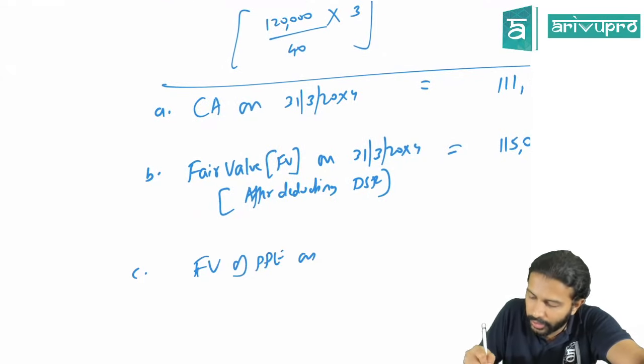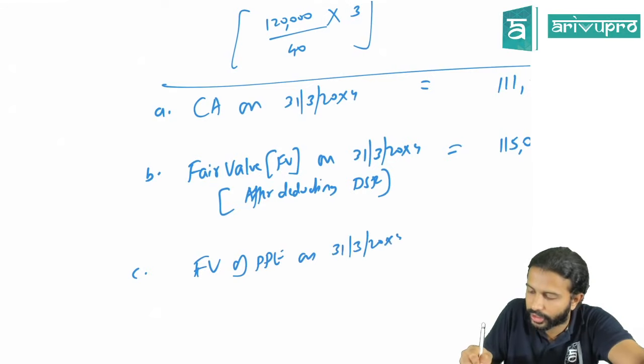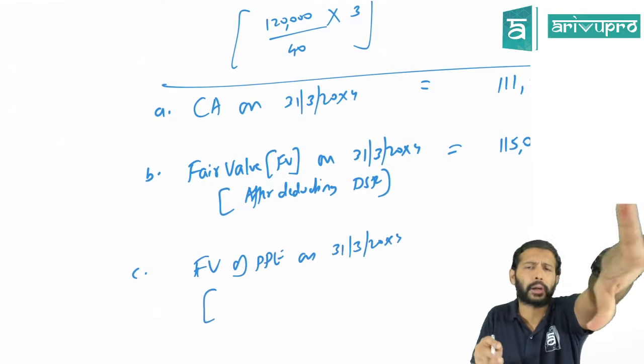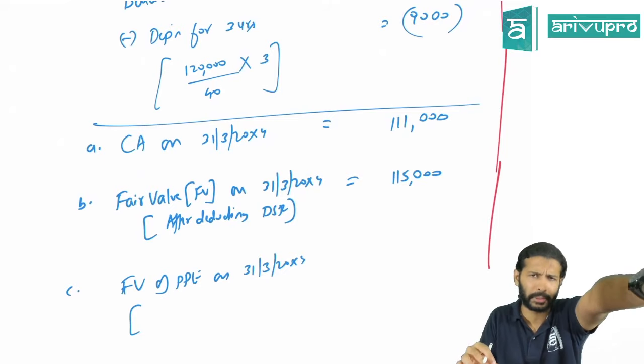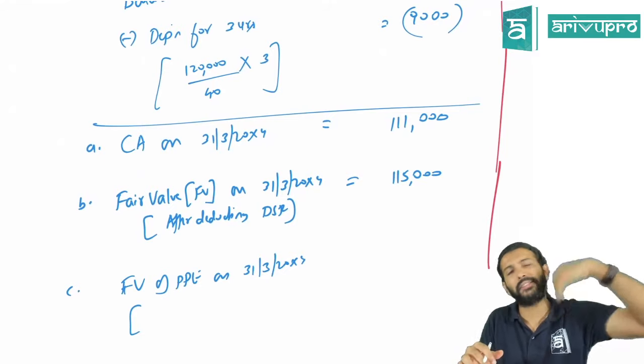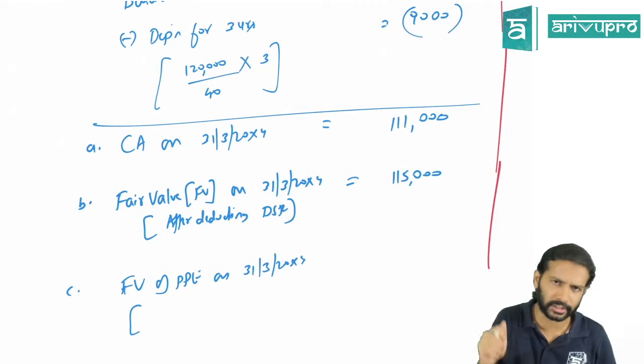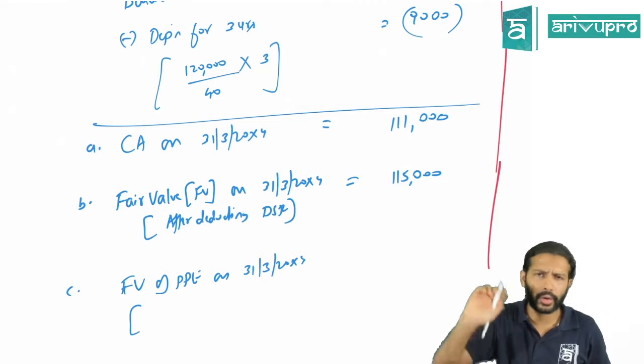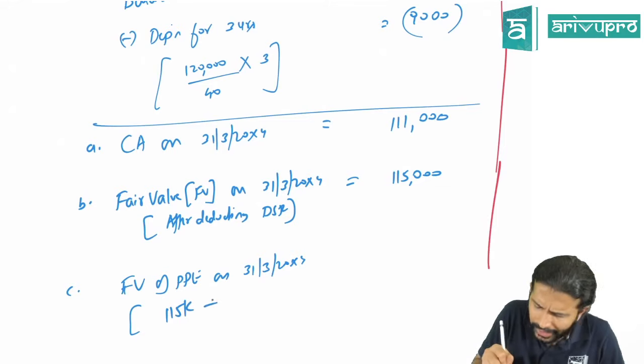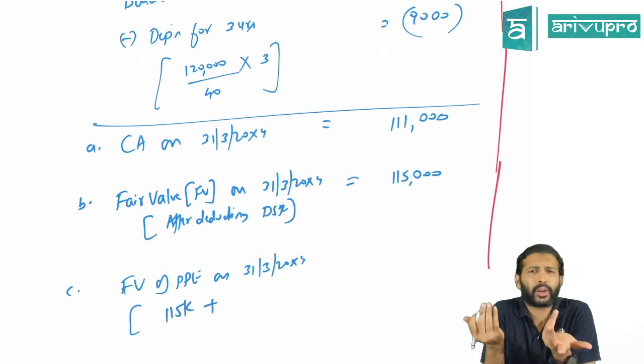What is the fair value of the asset on 31st March 20x4 alone? If you tell the buyer, boss, you buy the nuclear plant from me. Okay, I'll sell the nuclear power plant to you. Don't worry about DSR cost, I will incur it. If you make a statement like this, what will the buyer say? Okay, in that case, I will not give you 1,15,000. One liability I don't have to incur, no?